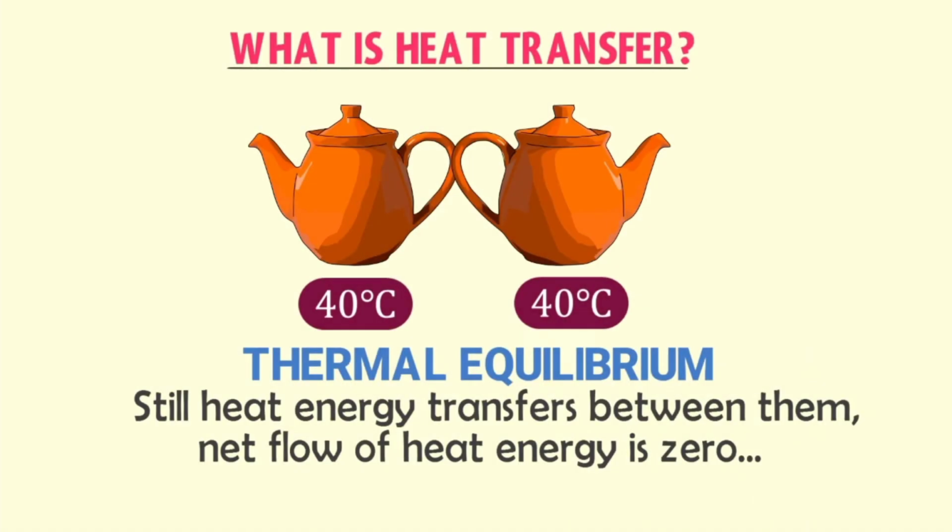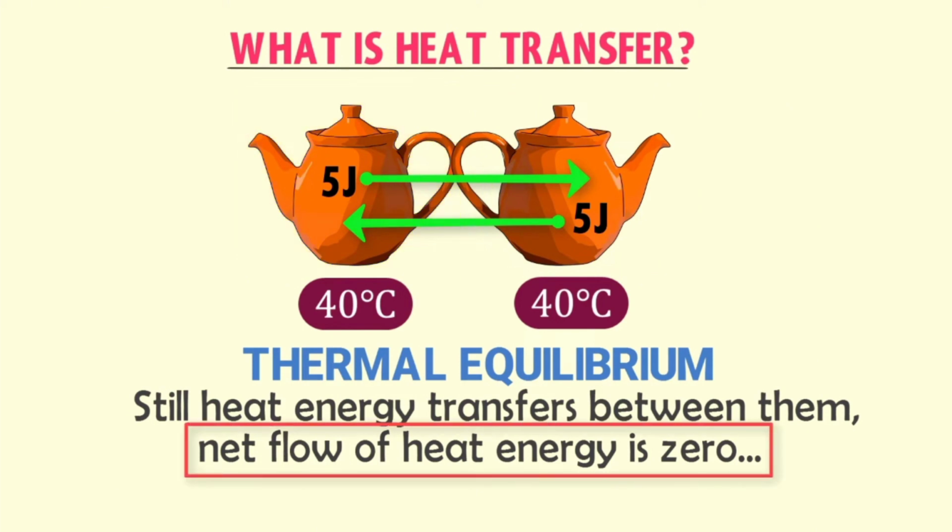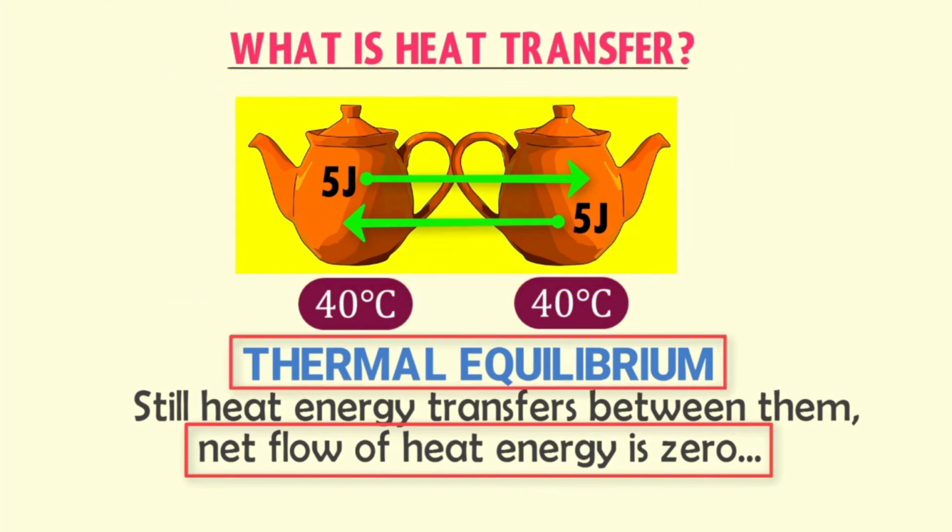So what is thermal equilibrium? Thermal equilibrium is a state in which two or more objects or systems are at the same temperature, and there is no net flow of heat between them. When objects are in thermal equilibrium, they are said to be in thermal contact, but there is no transfer of heat energy from one to the other because they share the same temperature.